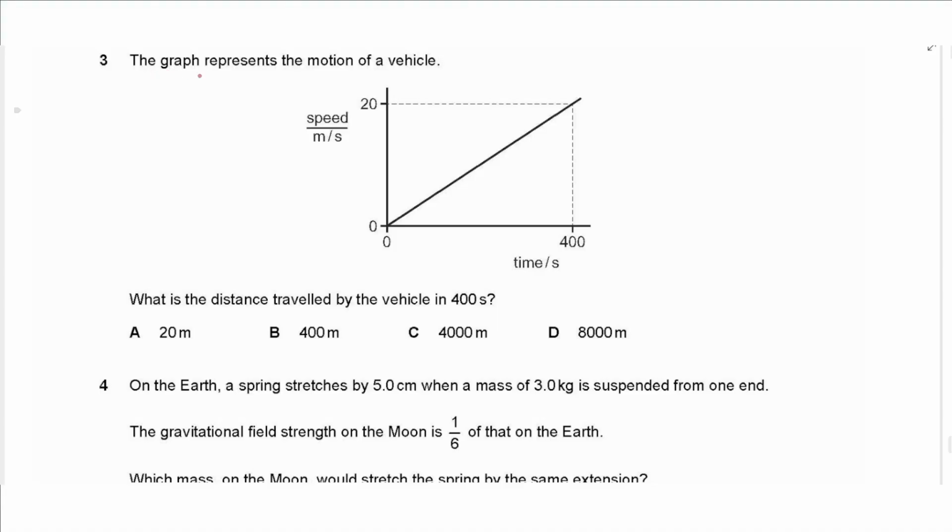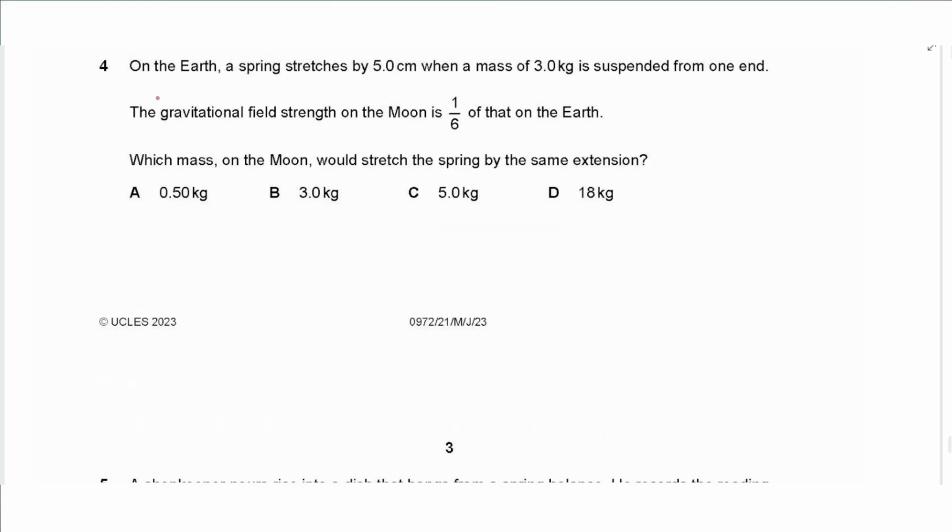Question 3 says the graph represents the motion of a vehicle. What is the distance traveled by the vehicle in 400 seconds? So the distance from a speed-time graph is the area under the graph, which is the shape of a triangle. So we calculate half by base, which is 400, by height, which is 20. The answer is 4,000 meters. So it's C.